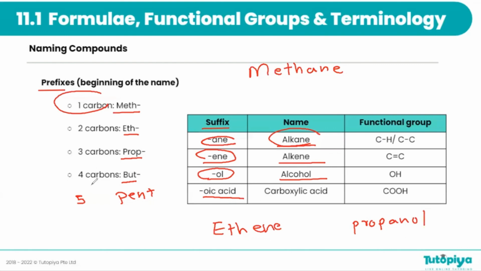And then if it is a carboxylic acid with 4 carbons, it would be butanoic acid.